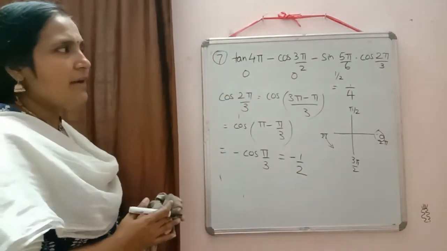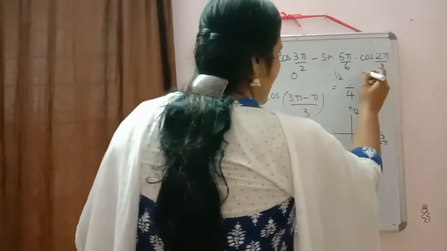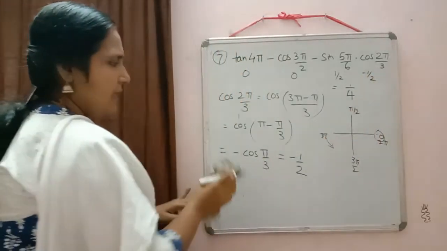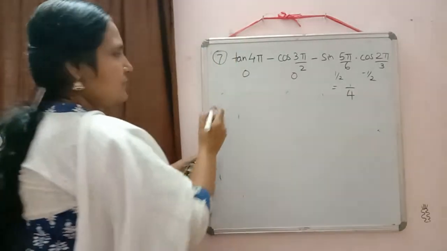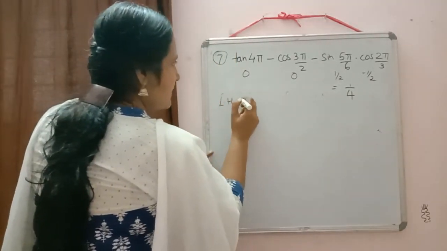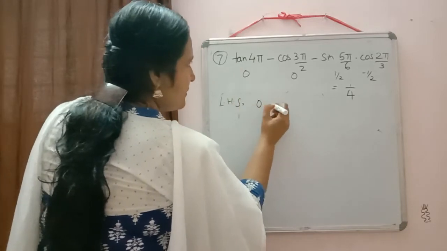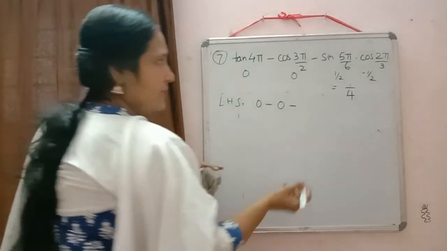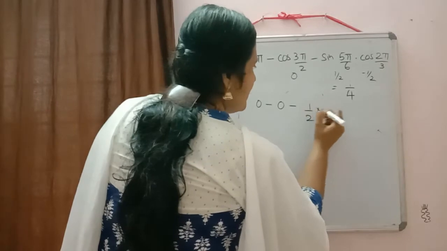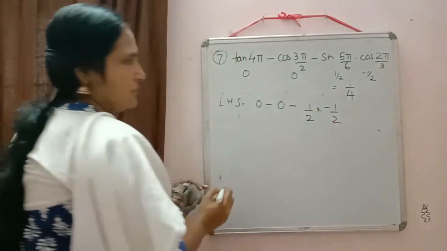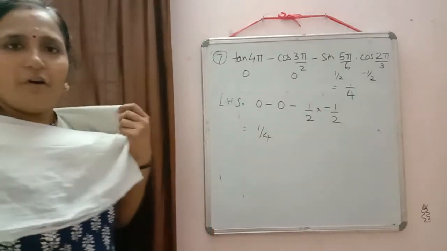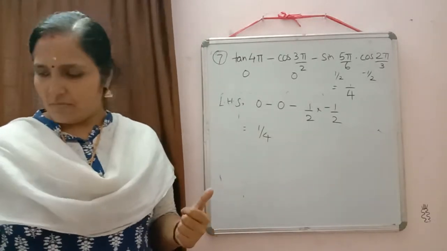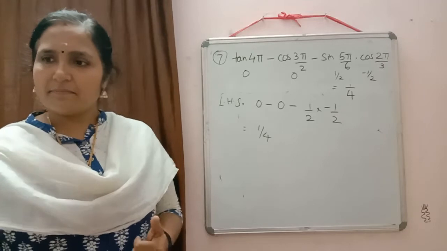So we got all the values. Now we'll substitute the values in the left hand side. So we'll get left hand side equal to the first value 0, the second one also 0, and minus 1 by 2 into minus 1 by 2. So we'll get the answer equal to 1 by 4. Clear? Okay. So we'll move to the next question.